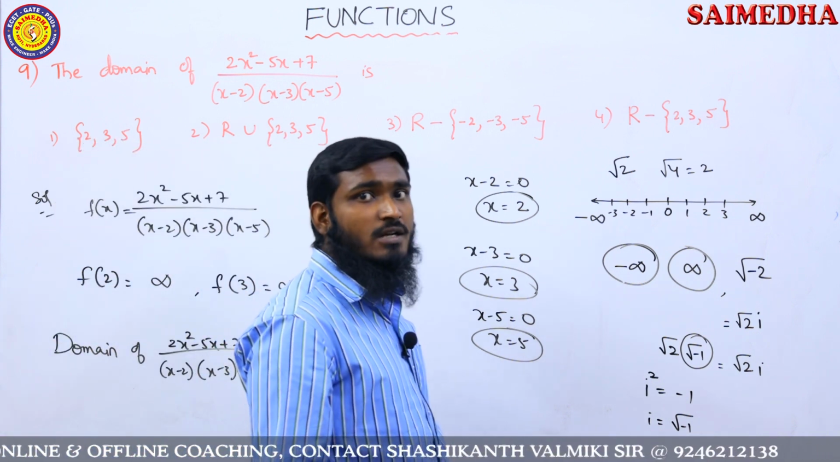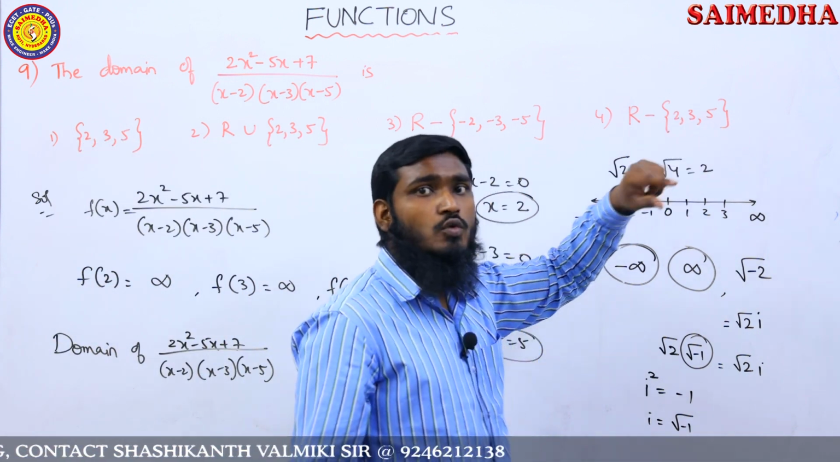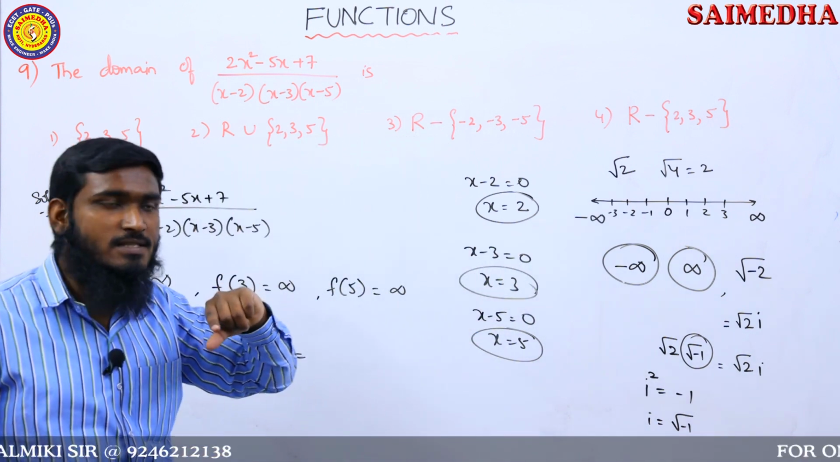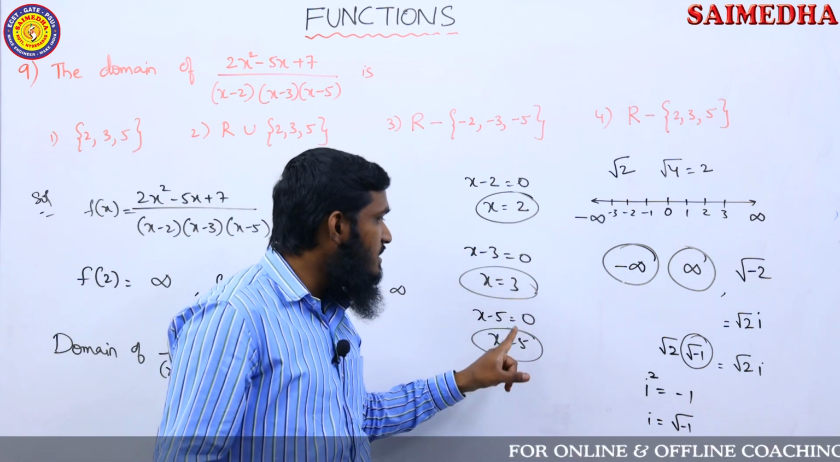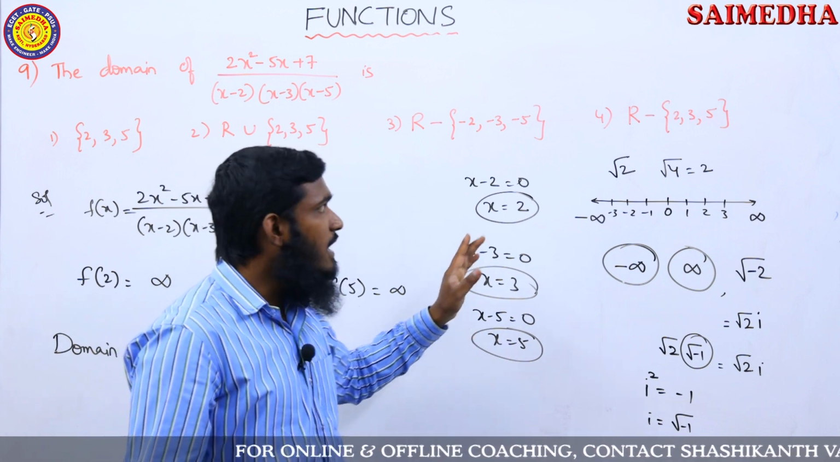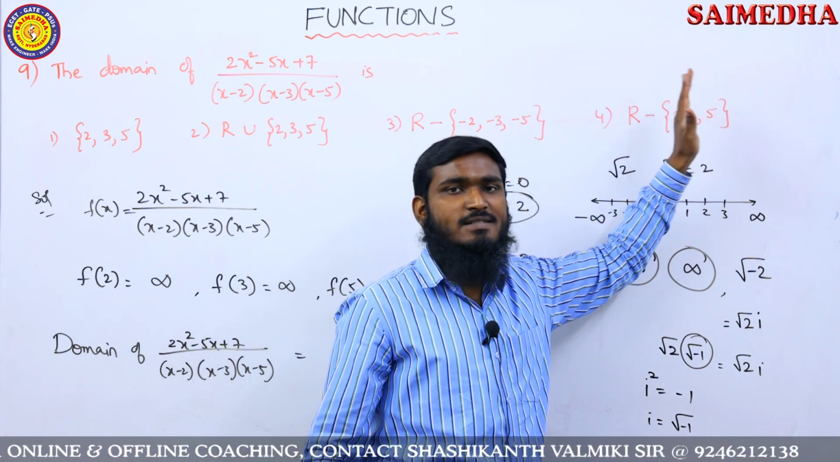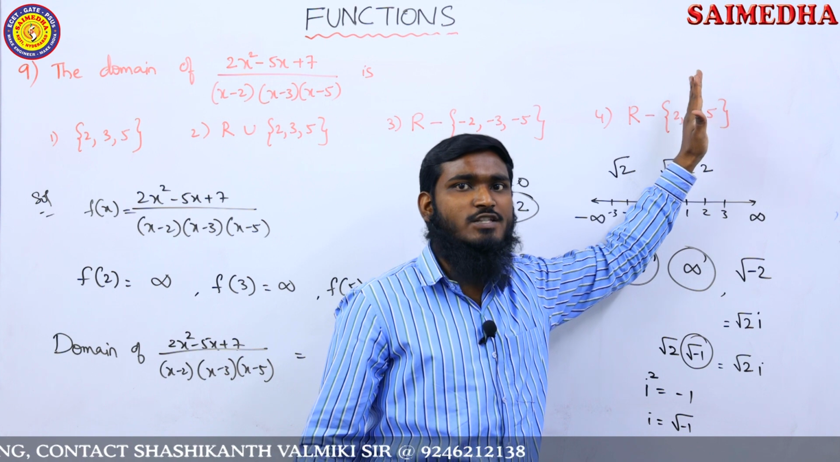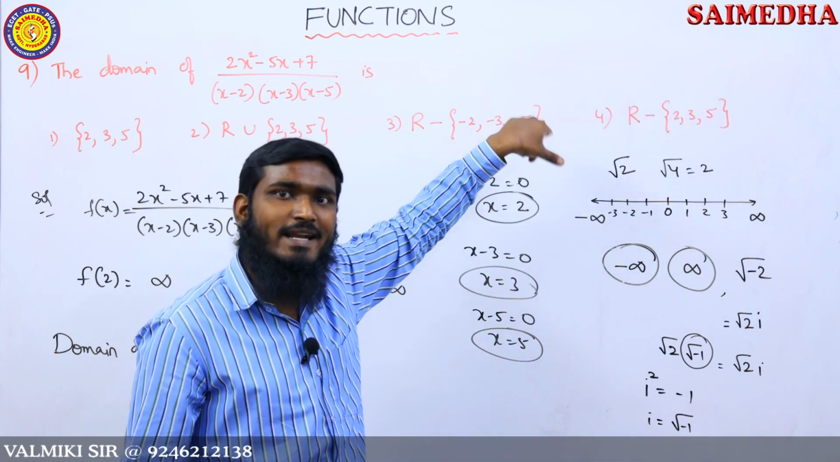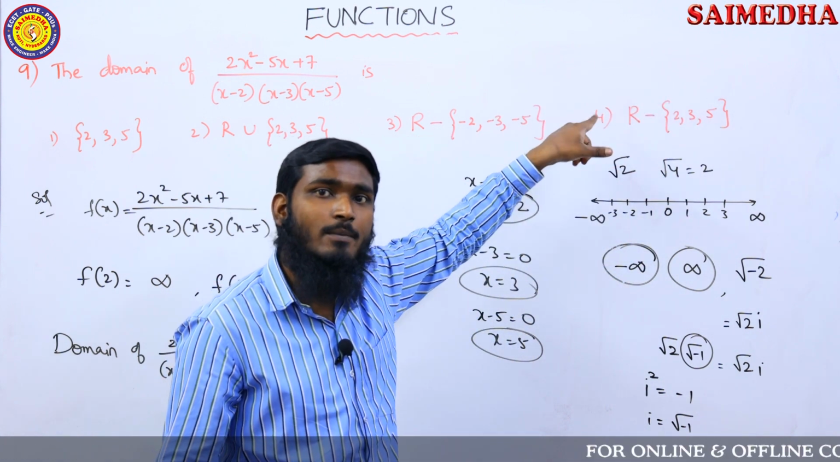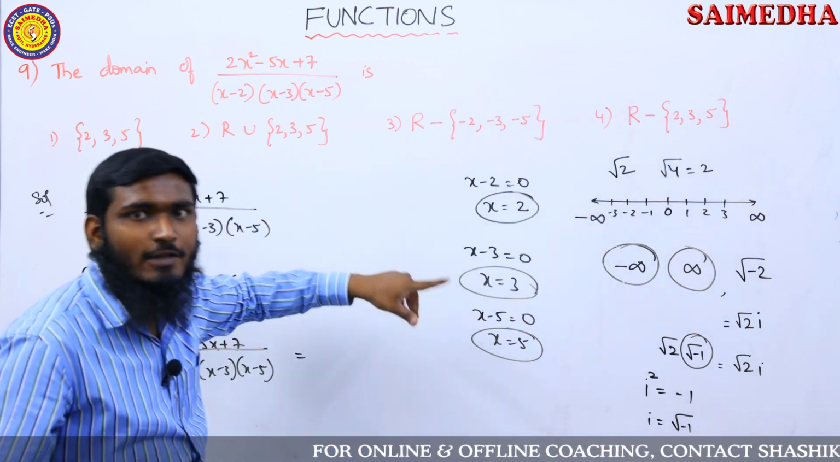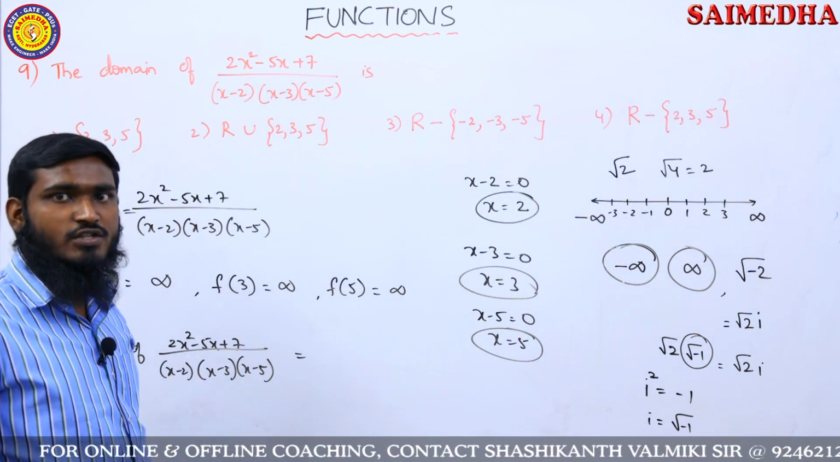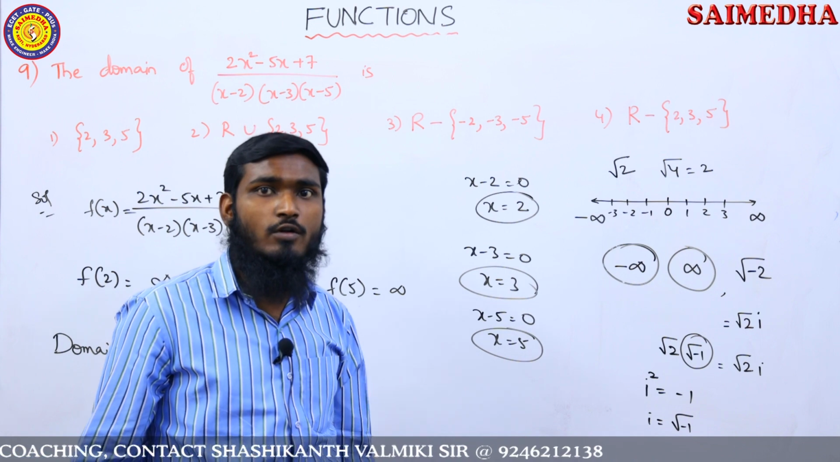But what is the fourth option now? R minus {2, 3, 5} is given. x is equal to 2, x is equal to 3, x is equal to 5 means we are removing these numbers. Except these 2, 3, 5, we can take all the real numbers. If you are taking all the real numbers except 2, 3, 5, that will be the domain of this function. Understood?